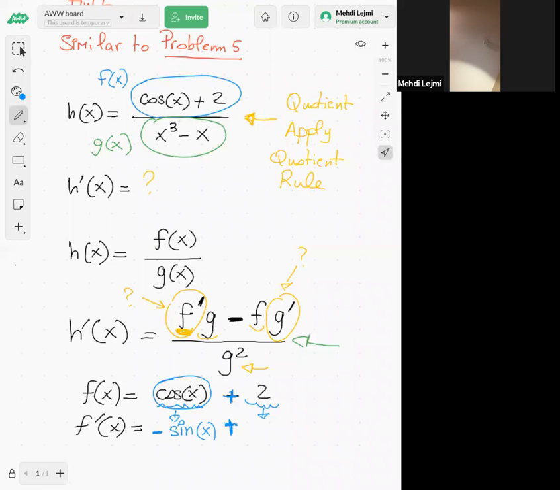Then there is a constant here. When I say constant, it means just a number by itself. There is no x with the 2, right? It's just the number 2. So it's a constant. And we said the derivative of a constant, if you have just a number by itself, is 0. So the derivative of 2 is just 0. So this is minus sine of x plus 0. So it's minus sine of x.